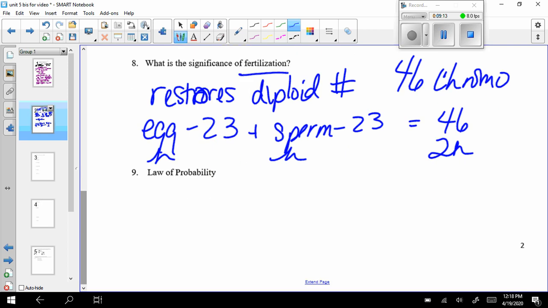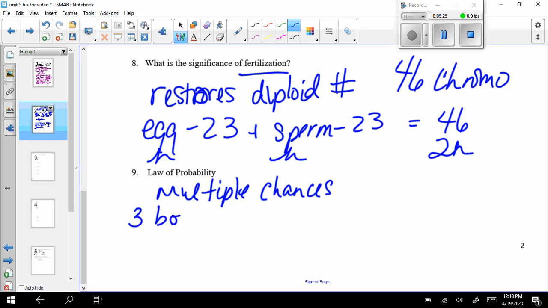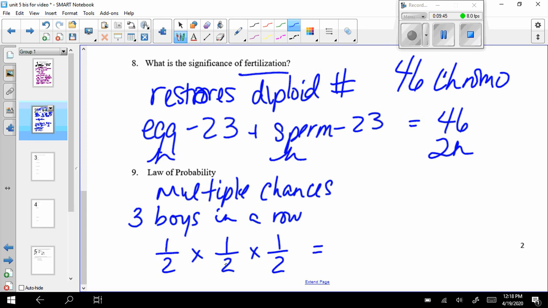All right, law of probability. This is when you multiply the chances. So we could say, what are the chances that you are going to have 3 boys in a row? The chance of having a boy the first time around is 1/2. And then the chance of having a boy another time is 1/2, and another time is 1/2. So 2 and 2 is 4 and 2 is 8. So the chance that you will have 3 boys in a row is 1/8.